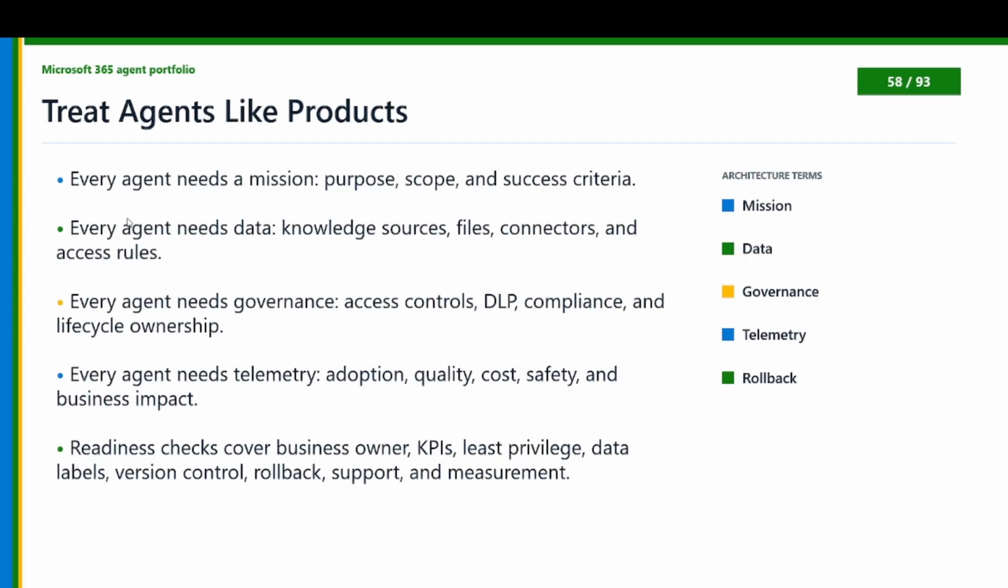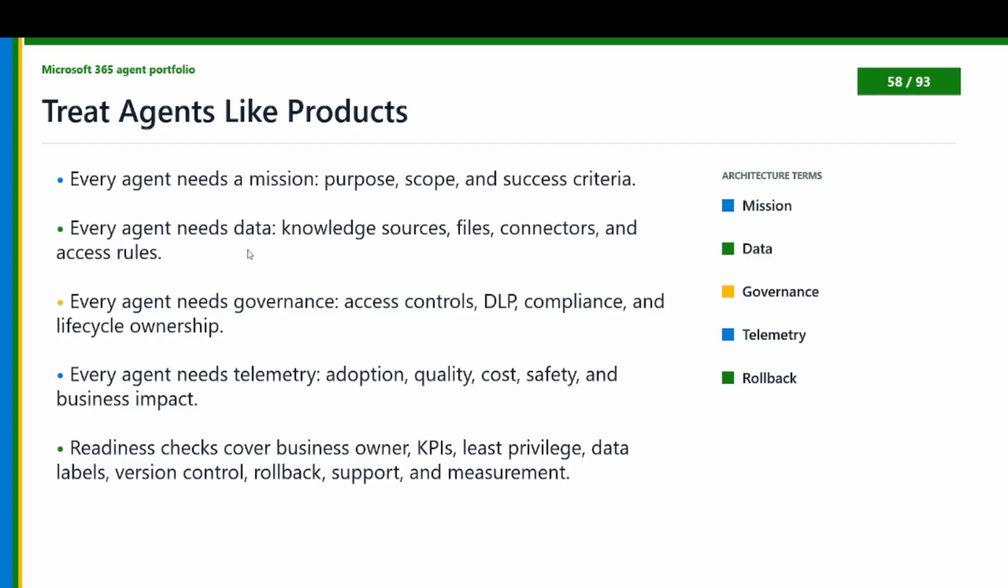So let's look at the points we have here under the Microsoft 365 agent portfolio. The first thing we have here is every agent needs a mission. Remember, mission is part of the architecture. Every agent needs a mission, a purpose, and this mission covers purpose, scope, and success criteria that you have defined from the beginning. It is very important that agents have purpose, scope, and success criteria.